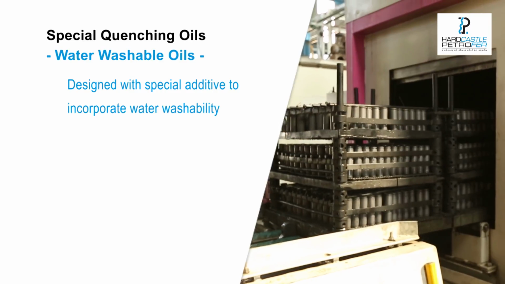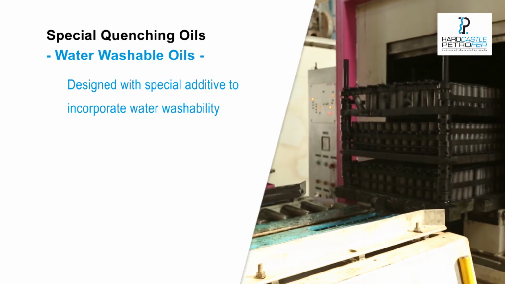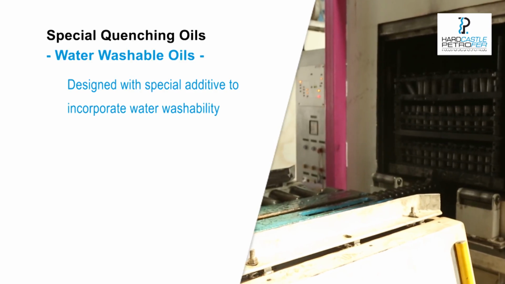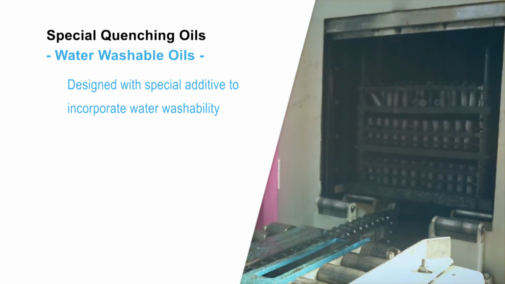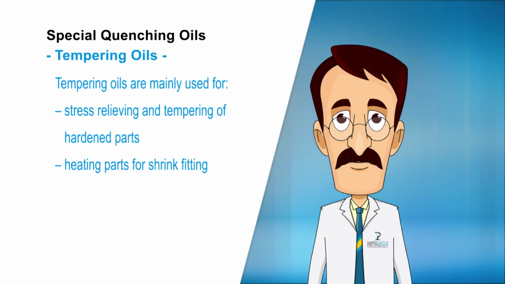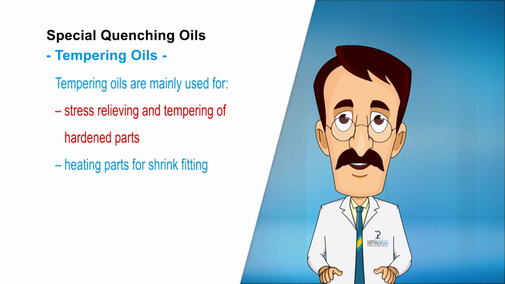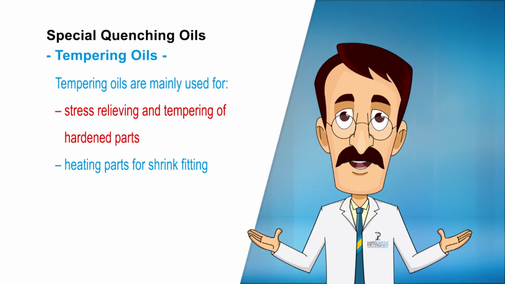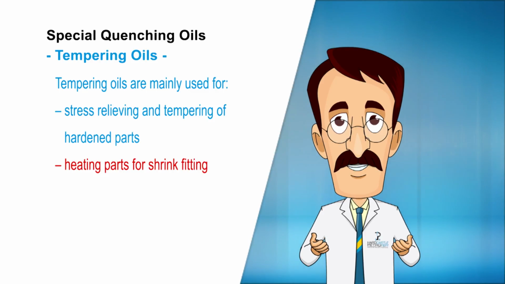Certain applications have specific needs for quenching oils having inbuilt capability to be washed off by use of plain water after quenching. These quenching oils contain special additives to provide this feature. Hardcastle Petrofer has developed tempering oils, which are used in applications where oil is used as the tempering medium instead of air in order to achieve desired metallurgical properties of the quenched parts. They are also used for parts to be preheated in oil medium before they are shrink-fitted.